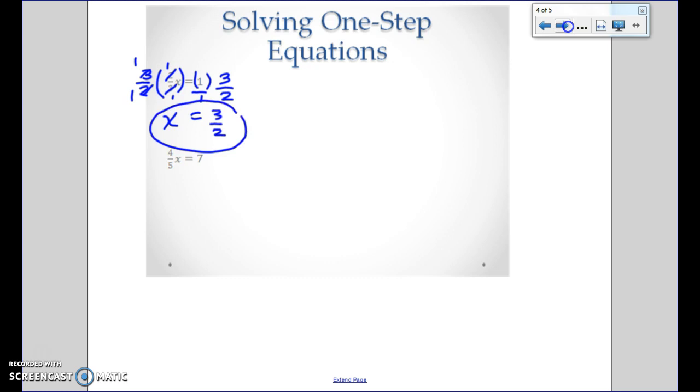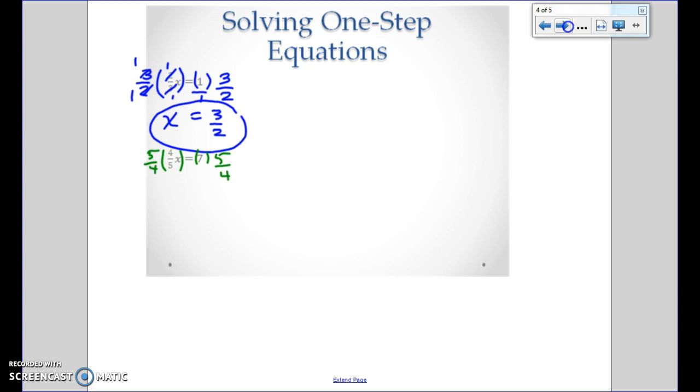You don't even have to change it to a mixed number. You may just leave it as an improper fraction today. All right, and again, if I tried to model this one with this 4/5, it's going to be kind of tricky. So I'm going to use what I know about inverse fractions. I'm going to multiply both sides by the reciprocal of 4/5. And so I'm going to multiply by 5 over 4.